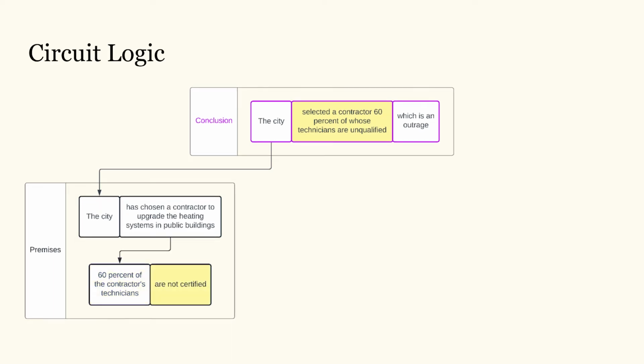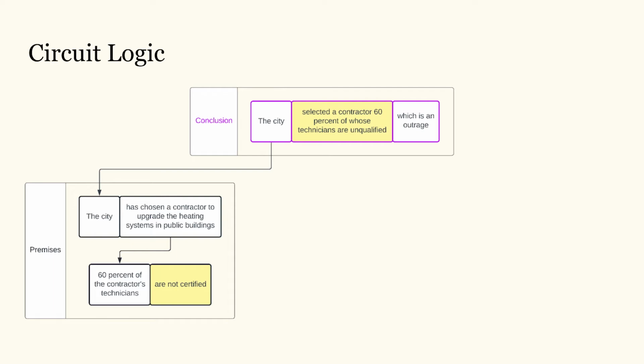predicate. If the argument were valid, we would be able to form a complete circuit by connecting this predicate box to the predicate of the conclusion. But here, we can't connect these two boxes because uncertified doesn't mean unqualified. Therefore, we have an invalid argument.